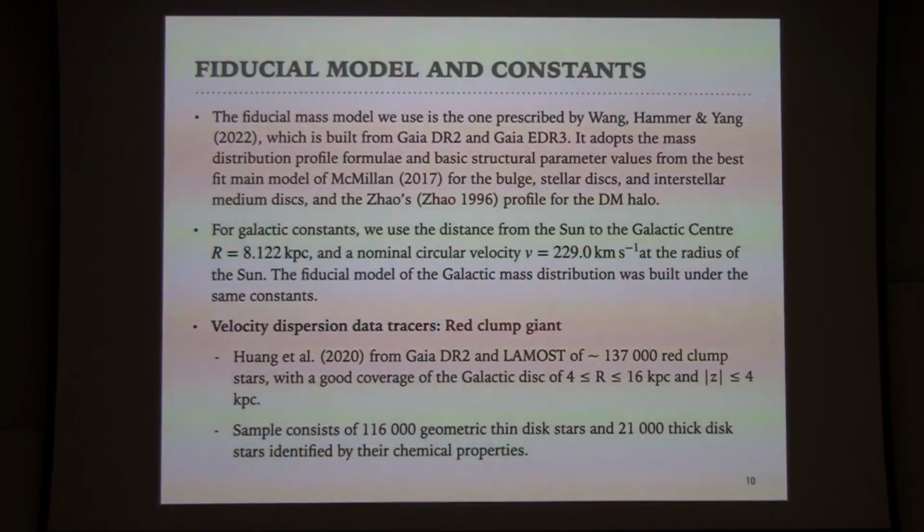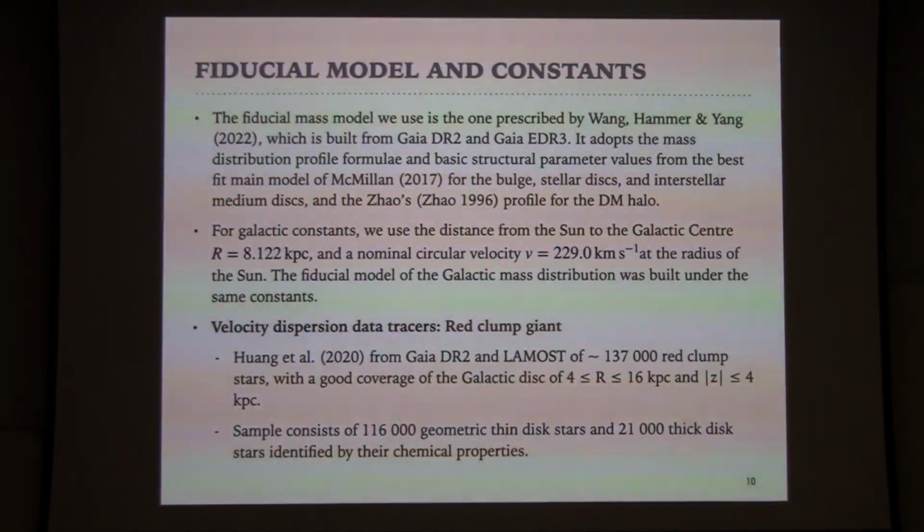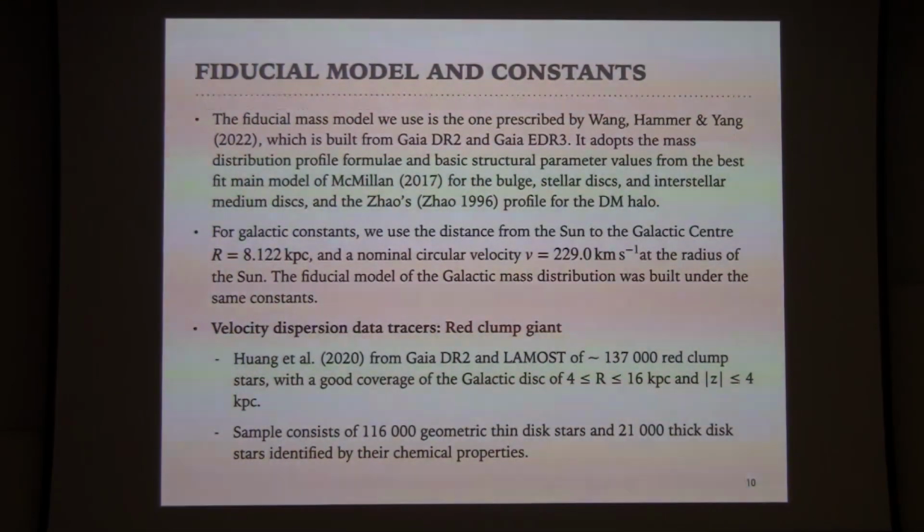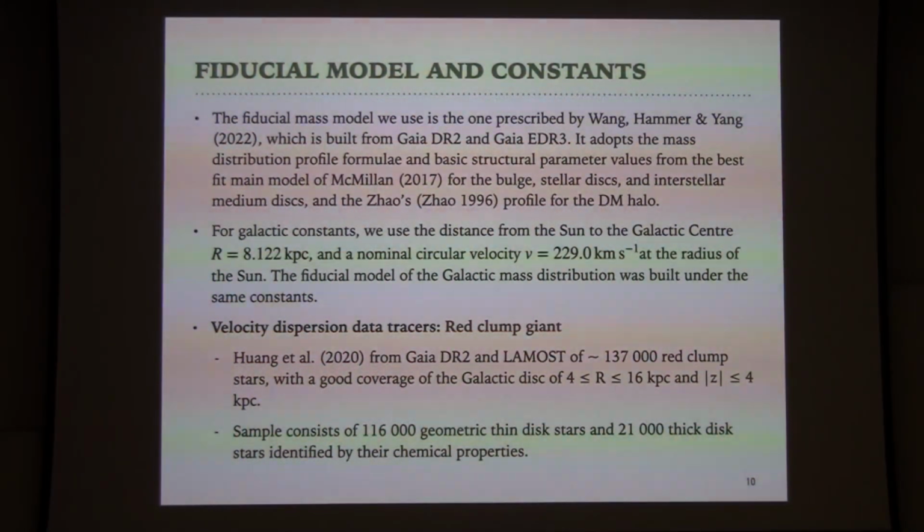For our analysis, we use this fiducial mass model prescribed by Ou et al. 2022. It was fitted from the data of Gaia DR2 and MDAR, the latest constraints we can get at the time. For the data tracers, we turn to the work of Guo et al. 2020. They collect the kinematic data from a large sample of red giants using Gaia DR2 and LAMOST. These datasets give us a good coverage of the galactic disk, especially in the vertical direction.